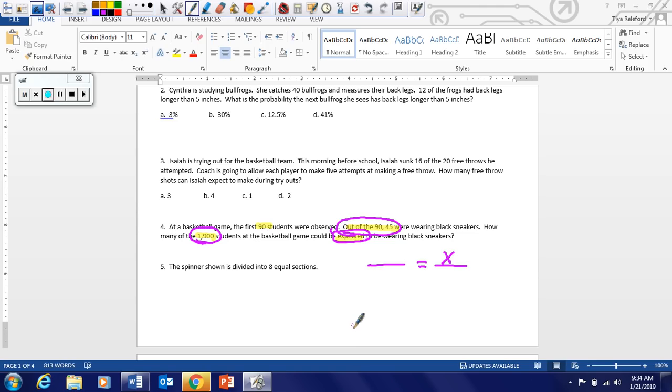So if you're not listening, you're going to miss it. 45 out of 90 is your probability. X out of 1,900 is the other side of the proportion. If you would like to simplify 45 out of 90, you can. It'll make your answer easier to come by, but you'll still get the same answer no matter what.